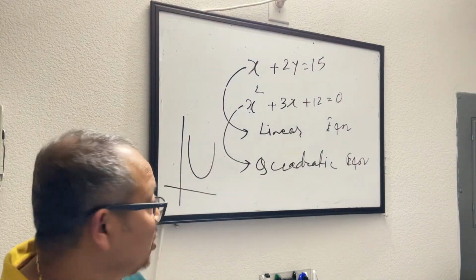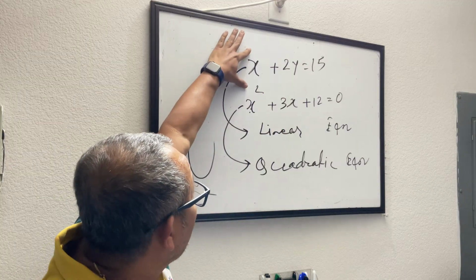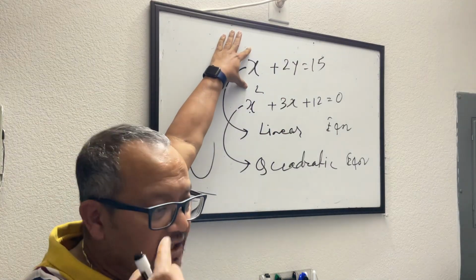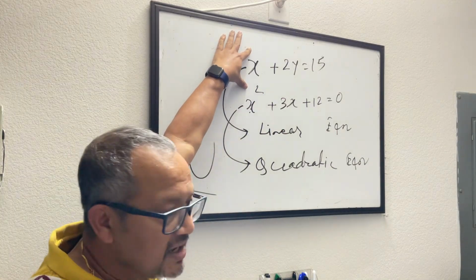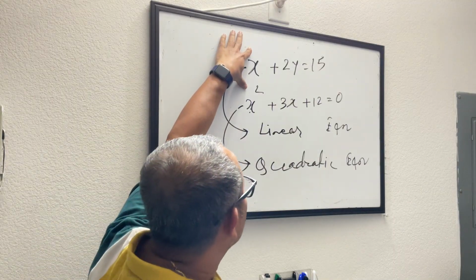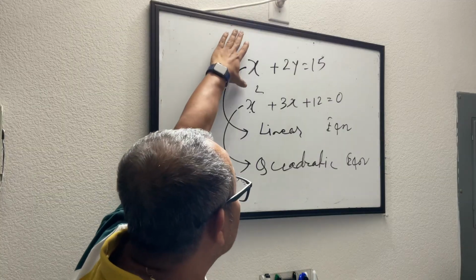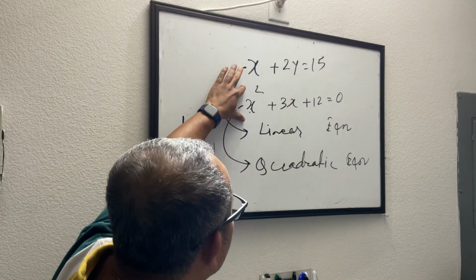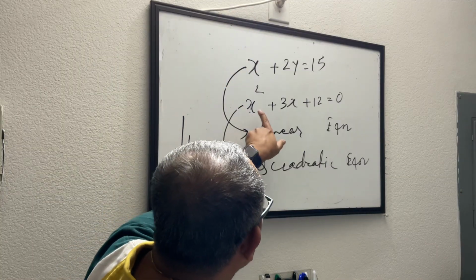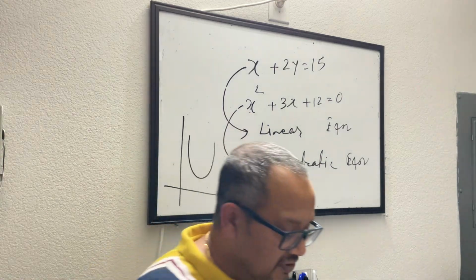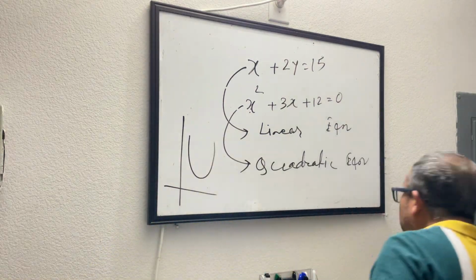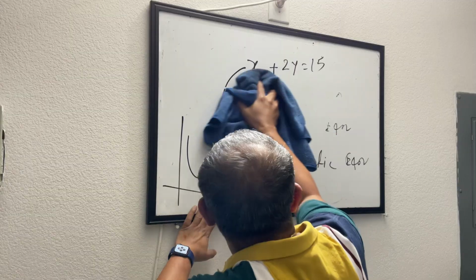Okay. So if you have an equation with one variable or two variables, but the maximum power to the variable is only one, that is a linear equation. If the power of any of the variables is more than one, that is called a quadratic equation. So we are limited to talk about only linear equations.